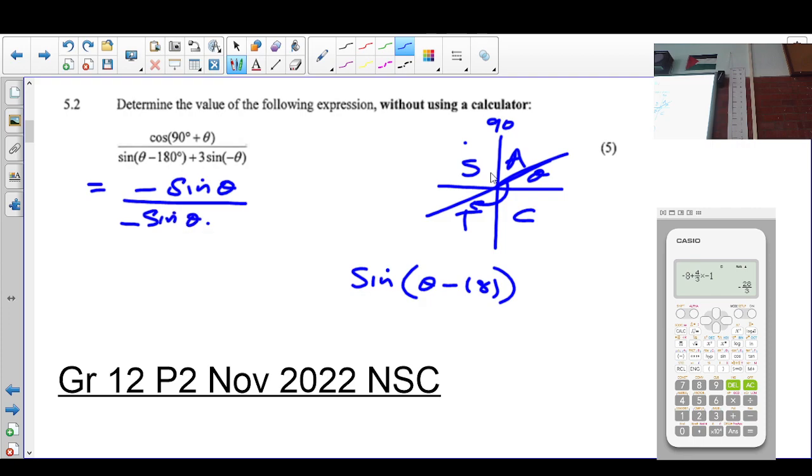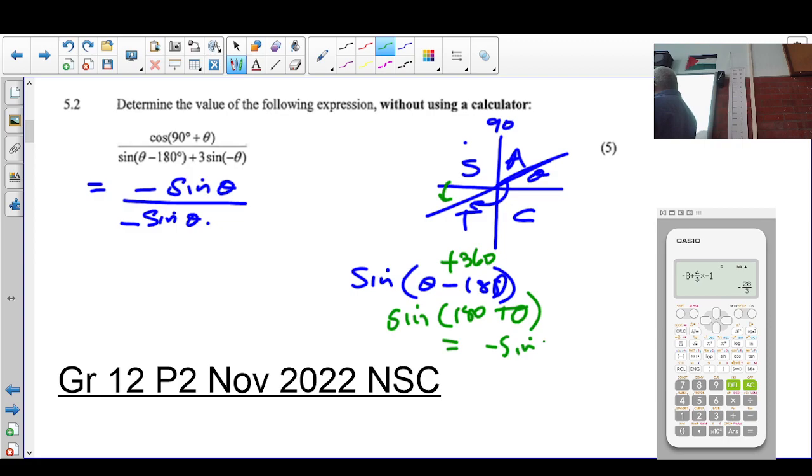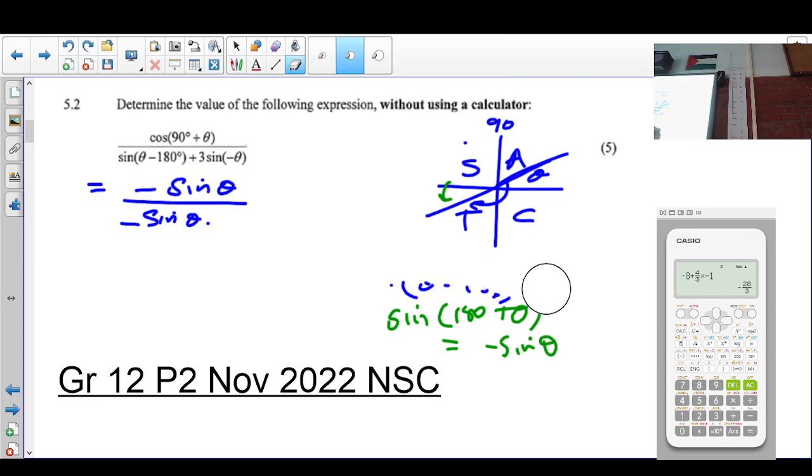Now, say you don't think in terms of negative angles. Let's say you get a bit confused when it comes to negative angles. What we do is we add 360, which then becomes sine of 180 plus theta. 180 plus theta takes you to the third quadrant anyway. Sine is negative, so it's negative sine theta. Okay, so either or, you'll get the same answer. Okay.